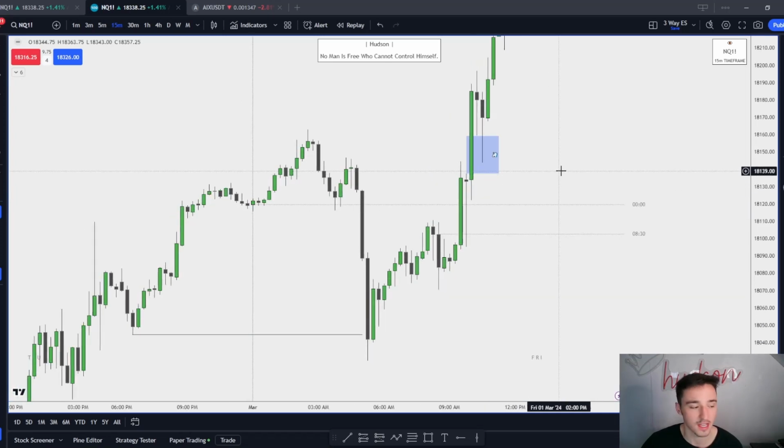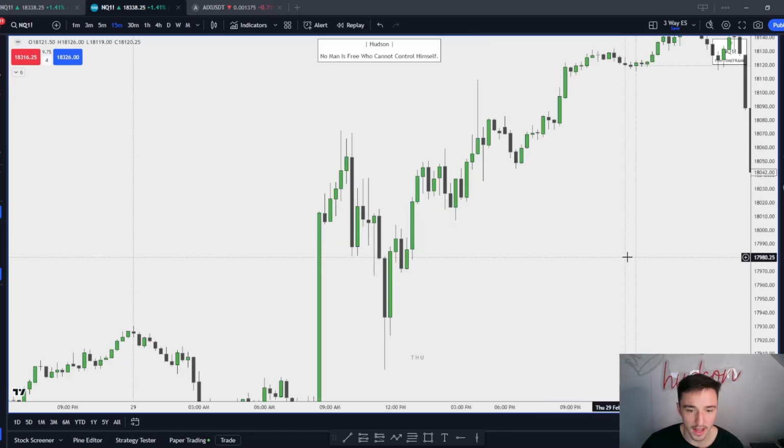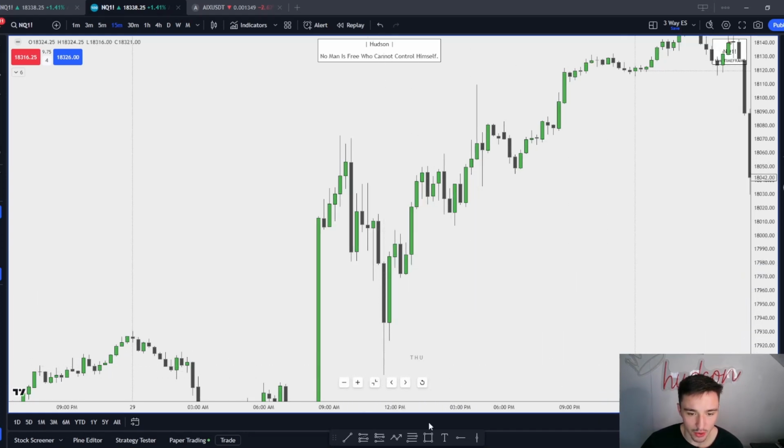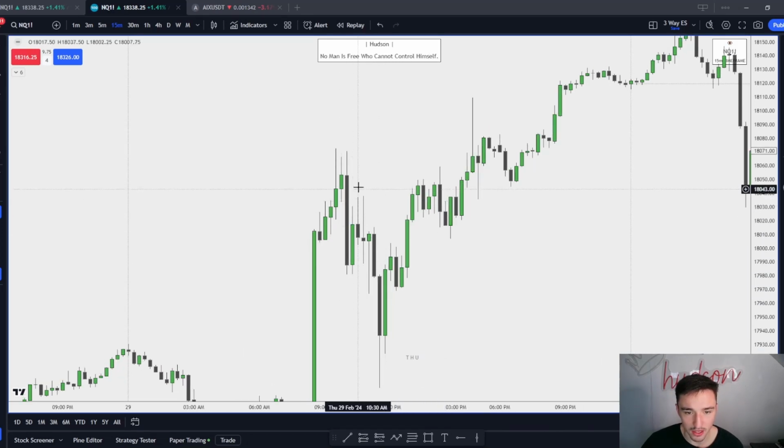Let's show a few more examples. Thursday, we had another unicorn model. Right here, we have a new lower low. We have a swing low, we have a new low, and then this low also takes out this low. So now we have a swing high right here. We have displacement through this swing high. We have a fair value gap down here.